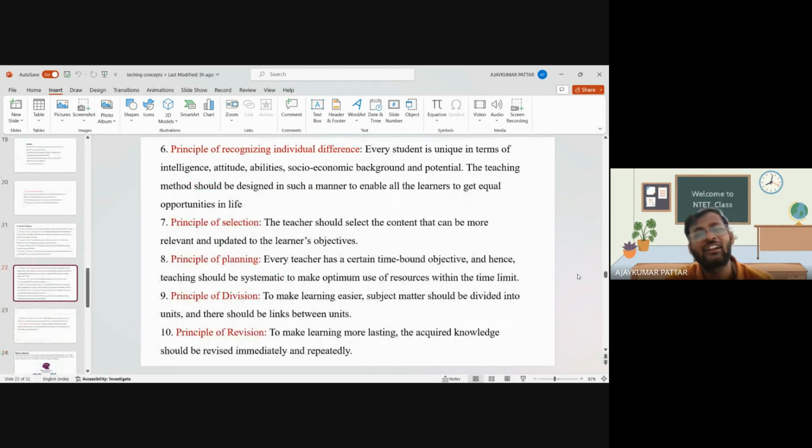Then the principle of recognizing individual difference. What is this? Every student is unique in terms of intelligence, attitude, abilities, socioeconomic background, and potential. The teaching method should be designed in such a manner as to enable all the learners to get equal opportunities in life. इसका मीनिंग ये है, हमारे क्लास में 100 बच्चे हैं, 100 बच्चों में हर एक का इंडिविजुअल डिफरेंस है.